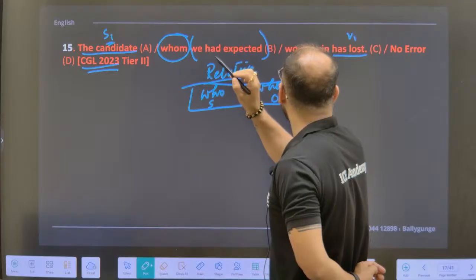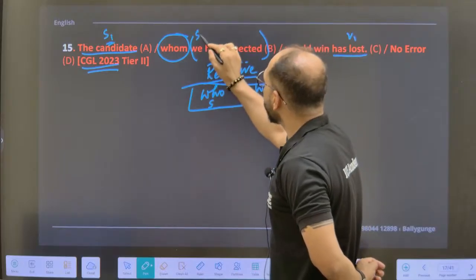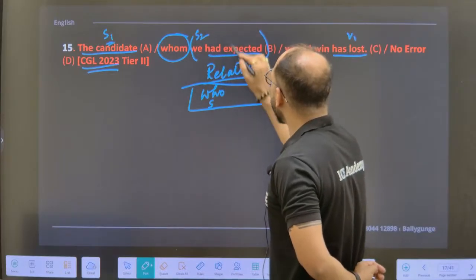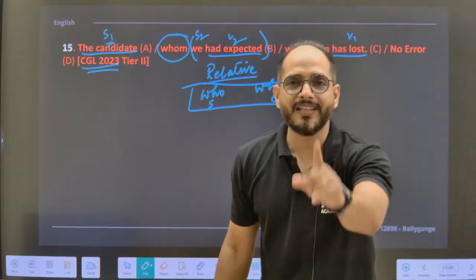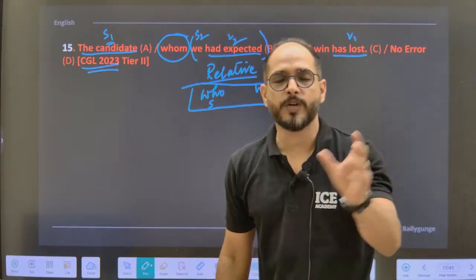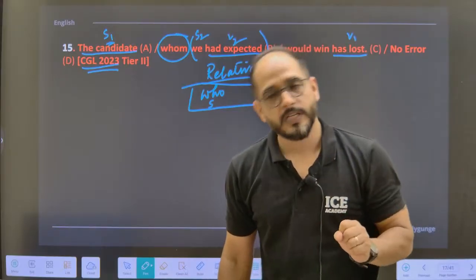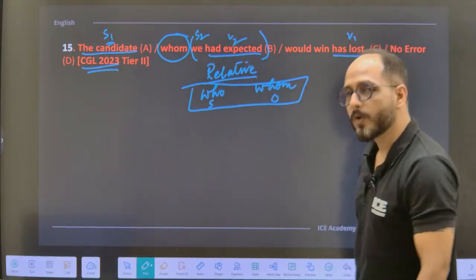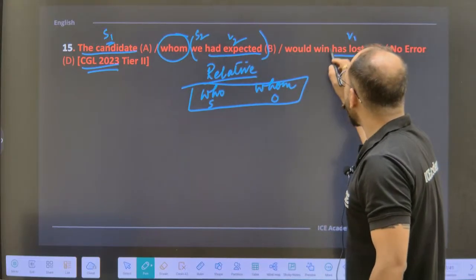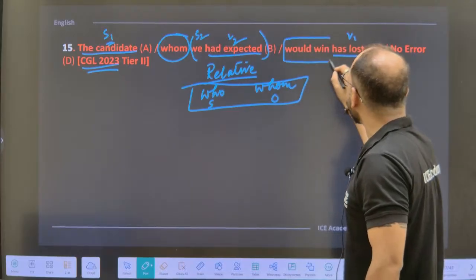Another clause is there, we had expected. Look, we, that is the subject too, had expected, that is the verb too. That means we again have found another subject and another verb in the sentence which was hidden in a clause. Clear? So we have found two subjects and two verbs.